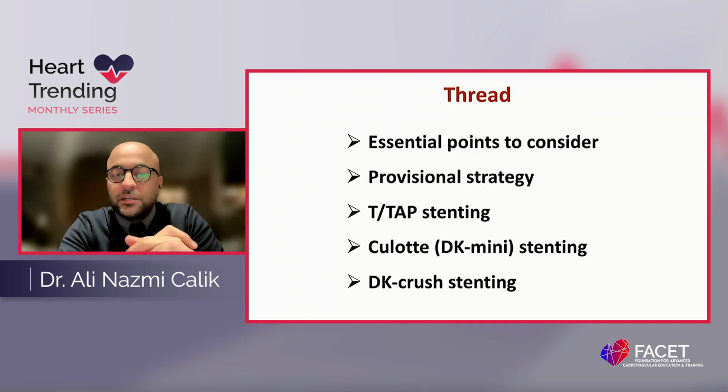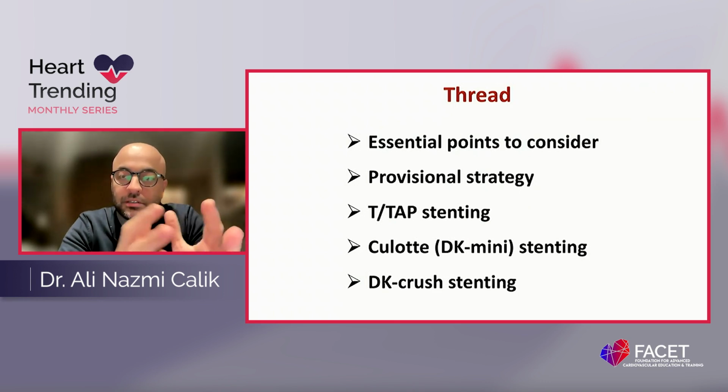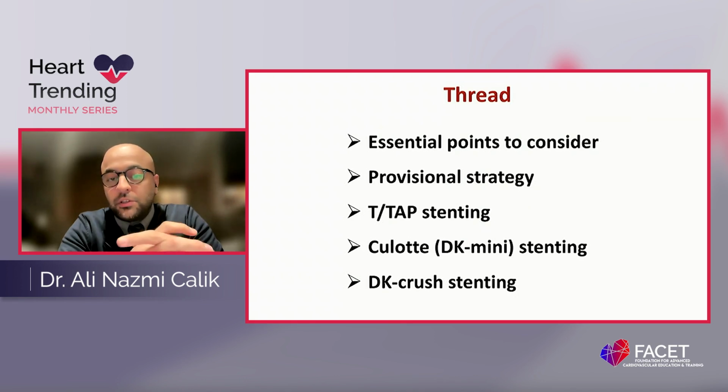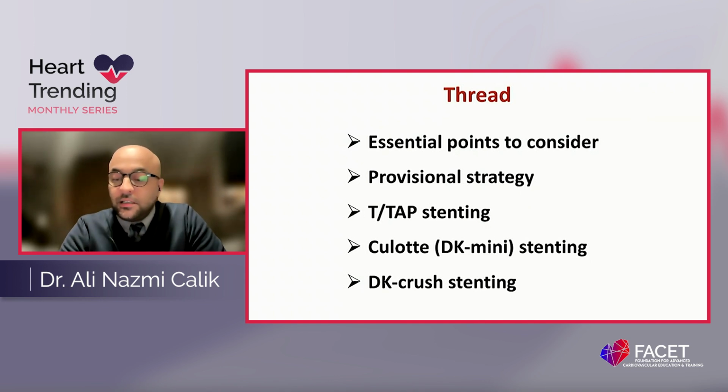As you can see in my slide, we are going to start with the essential points to consider while approaching a patient with a bifurcation coronary lesion. And then we are going to move on to the provisional strategy, and then T-stenting, culotte stenting, and I'm going to finish my presentation with DK crush stenting.